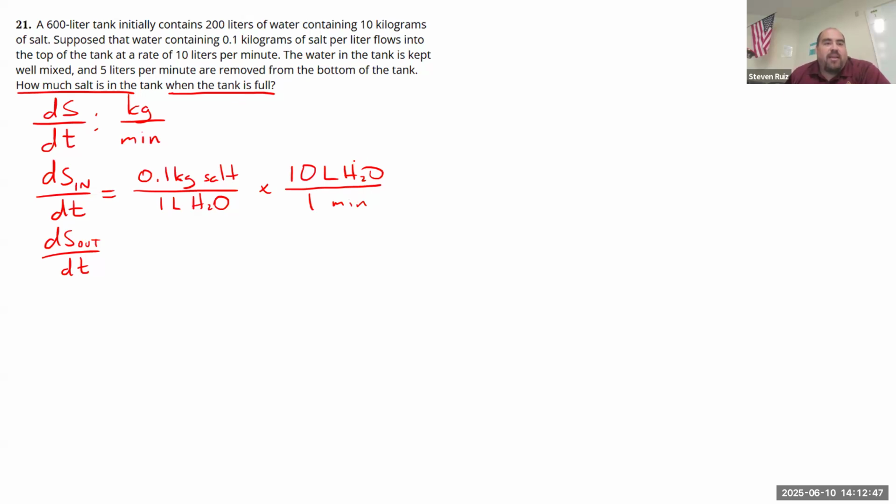Let's keep looking. The water in the tank is kept well mixed. Okay, so I think this is complete. This is the only water that's coming in. It's a constant flow rate, and also the concentration of the salt that's coming in is uniform. So I think my inflow rate, and let's make sure it's kilograms per minute, so liters of water, those cancel. I get 1 kilogram of salt per minute. Okay, so I feel good about my incoming salt rate. What's leaving?